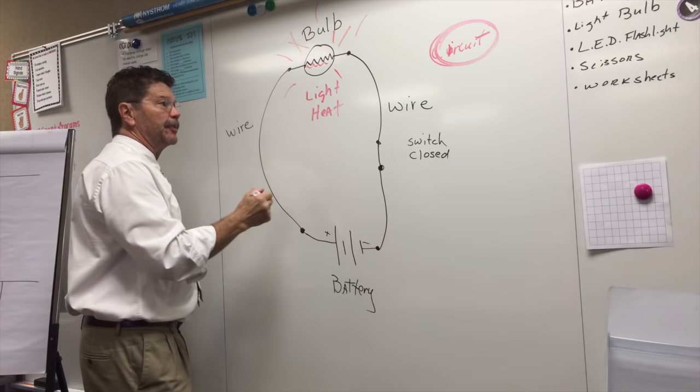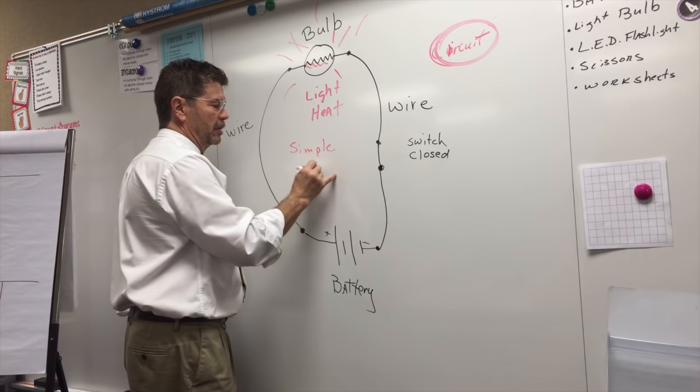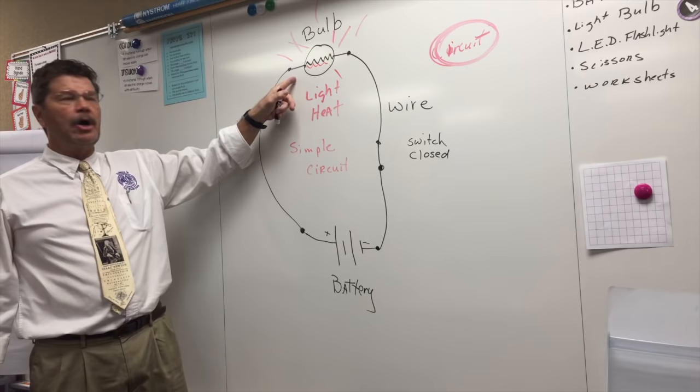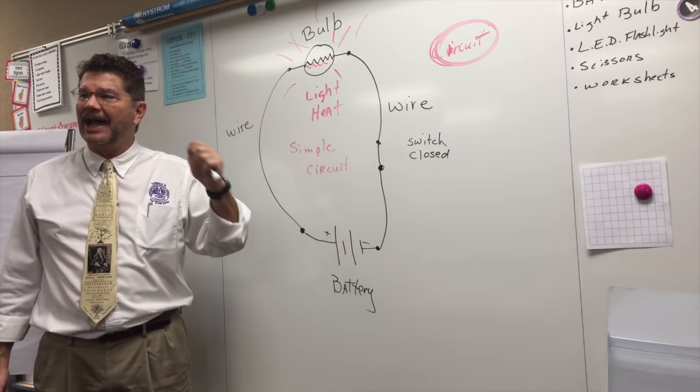This is a simple circuit. And it will light up. Let's follow it around one more time. Ready? From the battery, through the bulb, out the bulb, across the switch, back to the battery, and we have light. Make yours just like this.